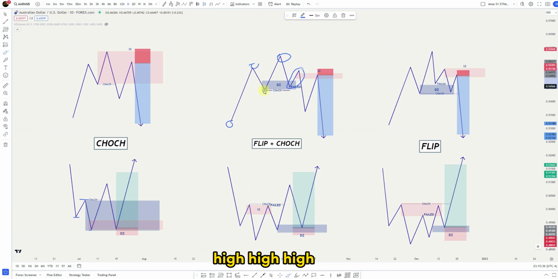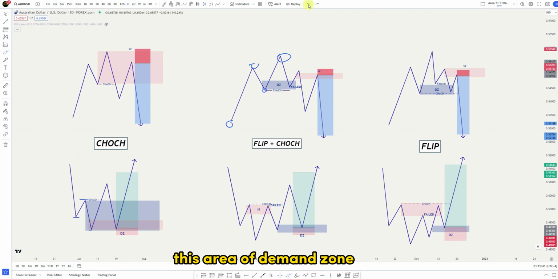Okay, higher high, higher low, higher high. We marked our demand zone. Price came back all the way to retest the demand zone and reacted to it, and now this validates this area of demand zone.